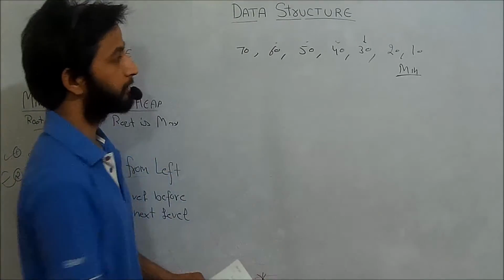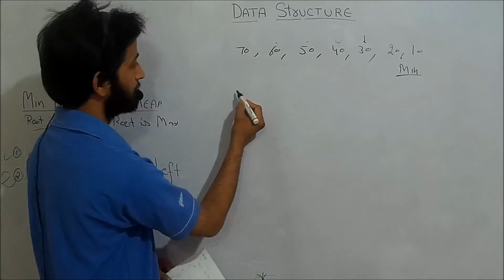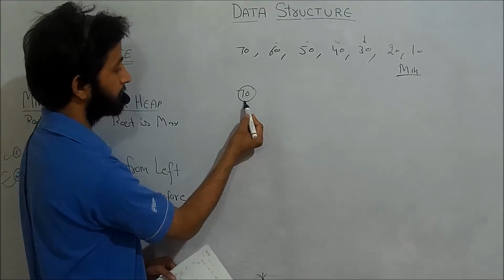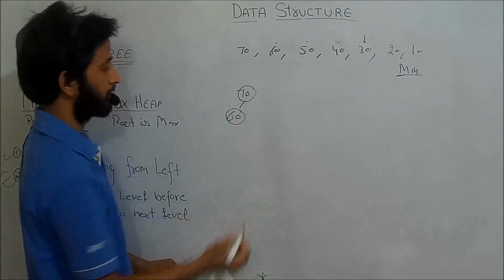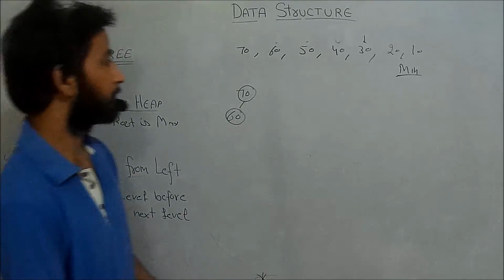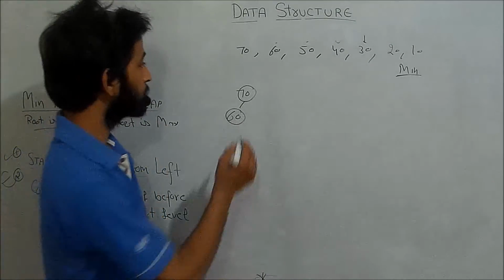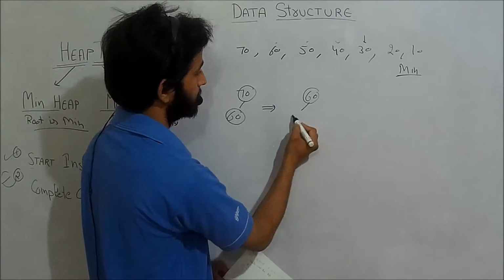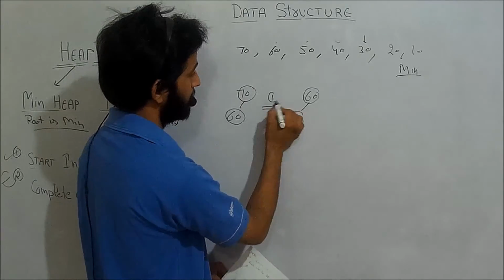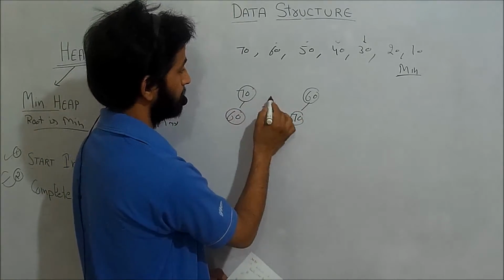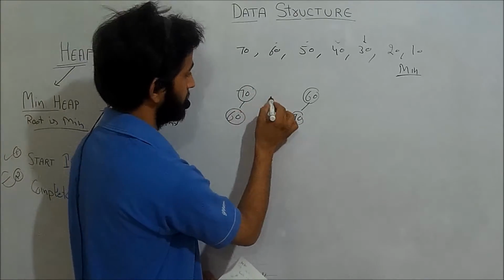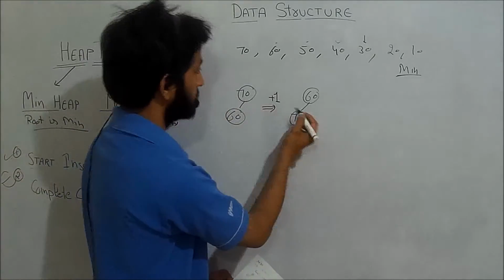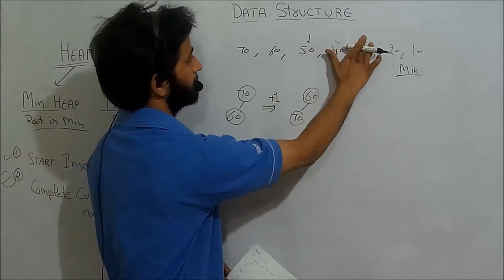So for constructing the min heap, I will start with the first element, which is 70. Okay, 70 will be here. After that we have 60. But after inserting 60 and following the property of min heap, that the root node should be minimum, I have to perform the interchange. So plus 1 interchange. Okay, so after 60, next element is 50.